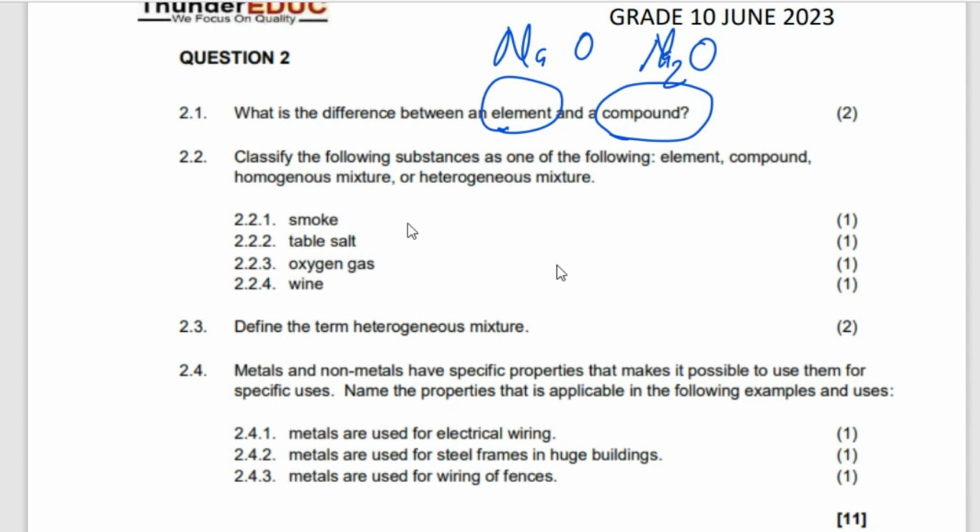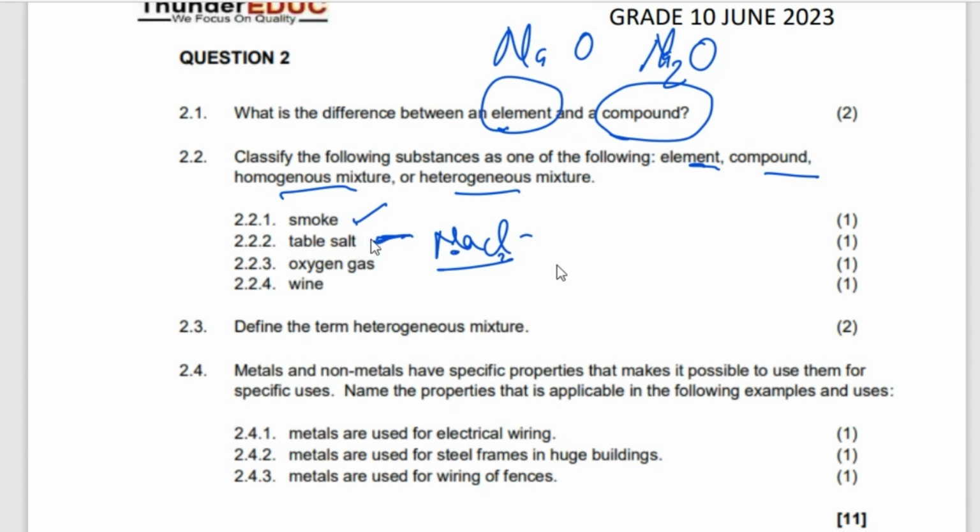Classify element, compound, homogeneous, and heterogeneous. Tell us what is smoke, what is salt. The only thing I can talk about here is salt. Salt is sodium chloride, meaning that when I say salt, is it a compound? Is it a mixture? It is a compound which is made up of sodium and chloride. Smoke is a mixture.